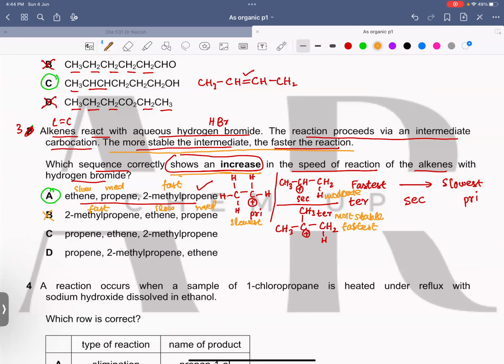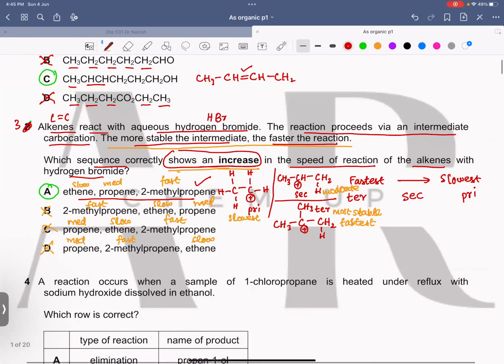This makes B wrong. Here, it goes with a medium speed, then slow, and then fast. That's why C is wrong as well. Then propene with a medium speed, 2-methyl propene with the fastest speed, and ethene with the slowest speed. This makes D wrong as well, okay? I hope this is understandable to everyone?